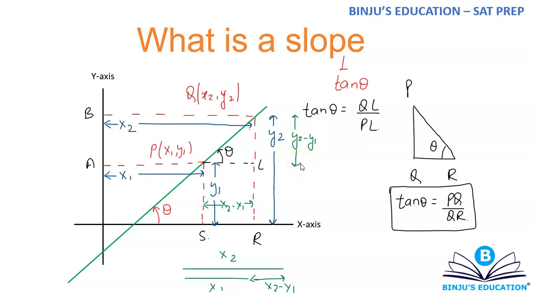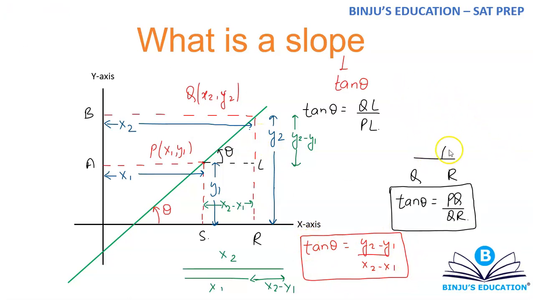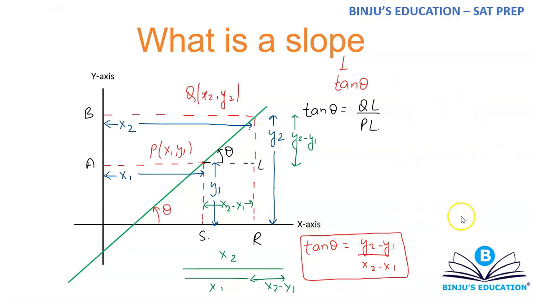QL will be y2 minus y1. So when you talk about tan of theta, that will simply be y2 minus y1 divided by x2 minus x1. This is what tan of theta is equal to in a right angle triangle. So instead of defining the slope in terms of theta in coordinate system, we are able to now define the slope in terms of coordinates.